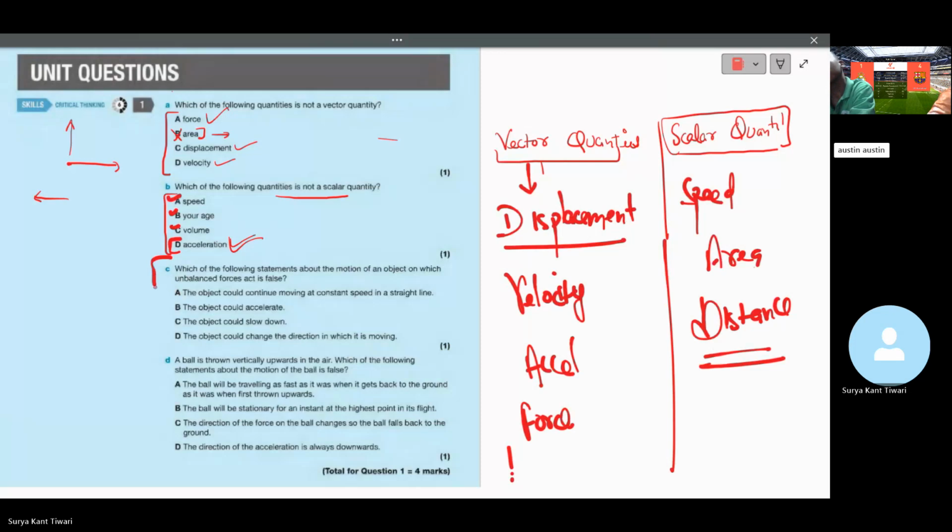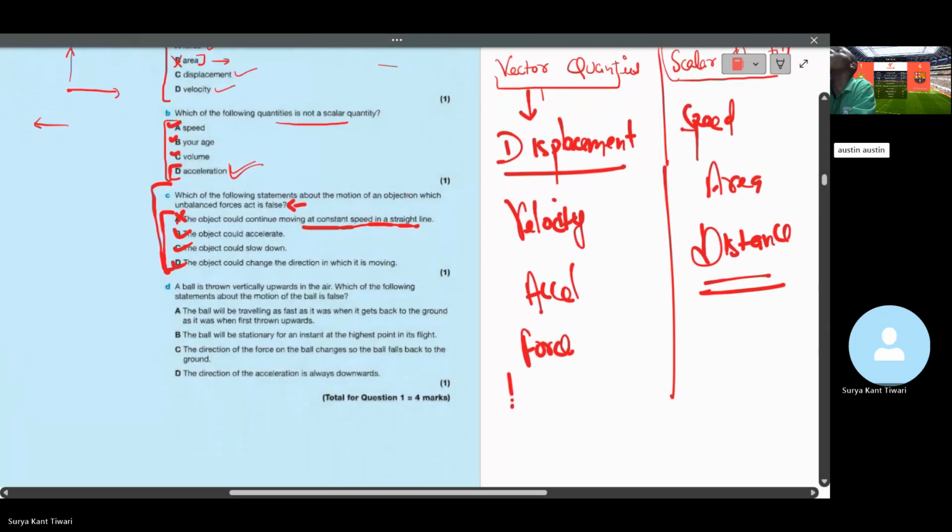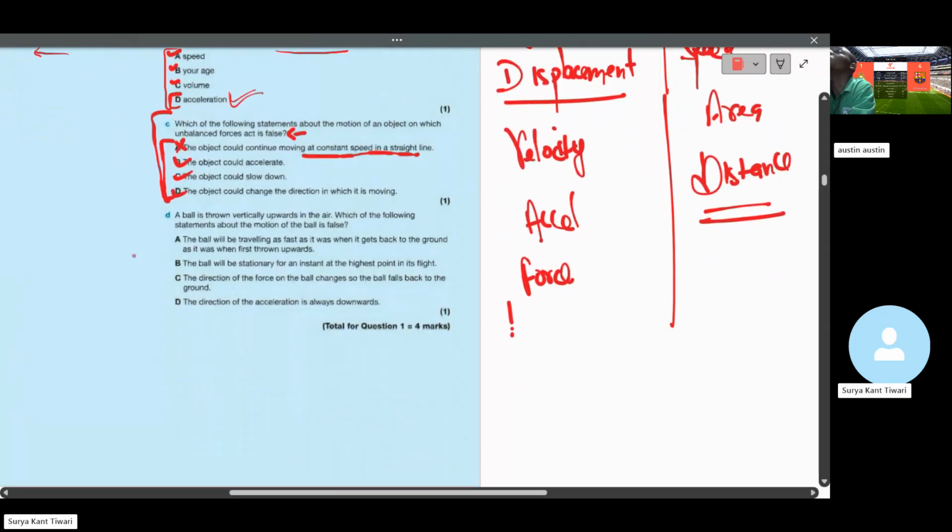Which of the following statements about the motion of an object on which an unbalanced force acts is false? Which one can be false? With an unbalanced force, it can accelerate, it can slow down, it can change direction. This one is false because if there is an unbalanced force, it will change its speed. Okay, yes, sir.